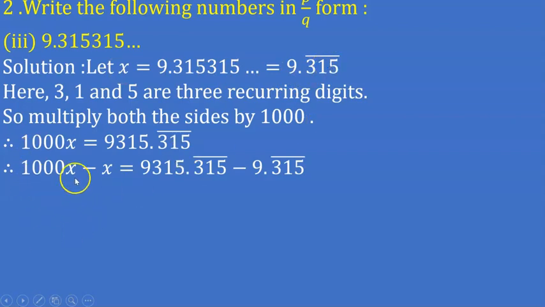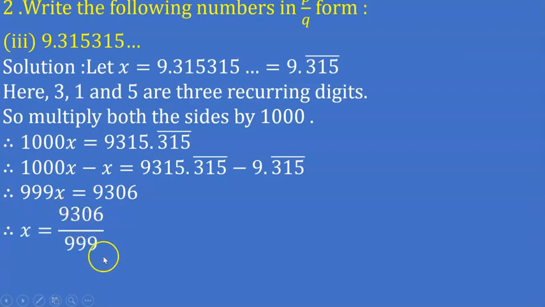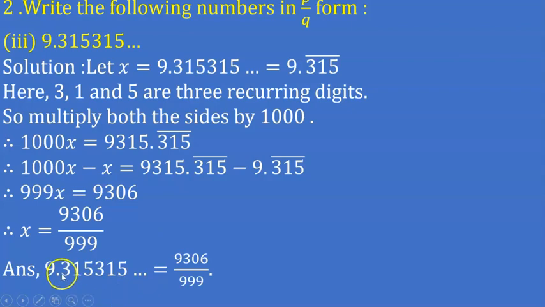Then you will get 1000x minus x equal to 9315.315 recurring minus 9.315 recurring. If we subtract it, then you will get 9306, and on the left hand side you will get 999x, and hence x is equal to 9306 upon 999, and hence the answer is 9.315 recurring is equal to 9306 upon 999.